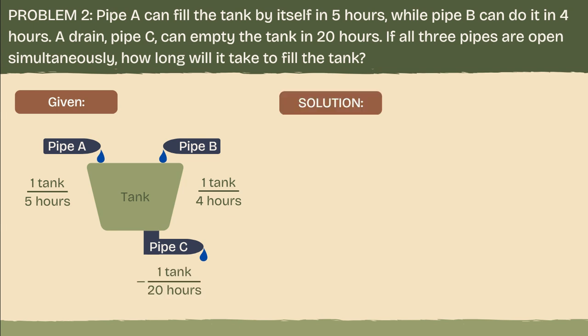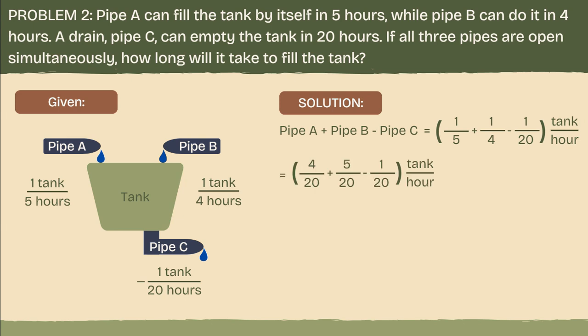Combining them, we have pipe A plus pipe B minus the rate of pipe C. To add these fractions, we use a common denominator of 20 and rewrite each rate accordingly. We have 4 over 20 plus 5 over 20 minus 1 over 20 tank per hour. Since we now have a common denominator, we can only look at the numerator. 4 plus 5 equals 9 minus 1 equals 8. That gives us 8 over 20 tank per hour. 8 and 20 are divisible by 4, hence by simplifying, we get 2 over 5 tank per hour.